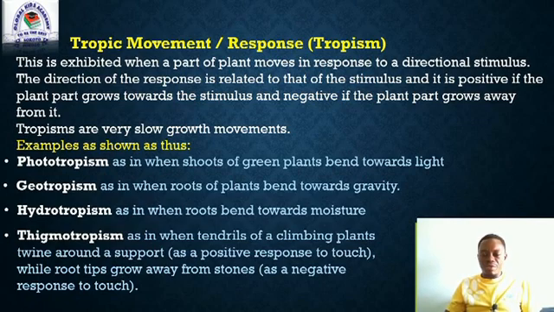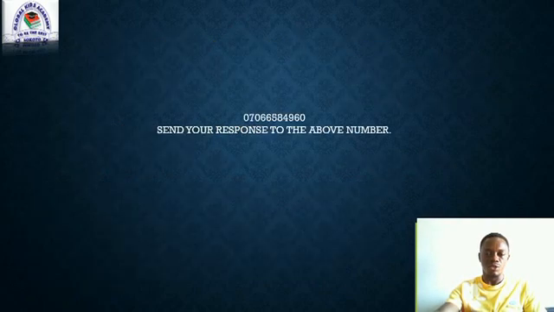So when tendrils of a climbing plant twine around a support as a positive response to touch, root tips grow away from stone. When the root is growing downwardly in response to the force of gravity, as it touches the stone, it bends away from the stone. That is showing a negative response to touch. The moment the root of a plant touches the stone inside the soil, it moves away from that stone. That's how we tell it is a negative response.